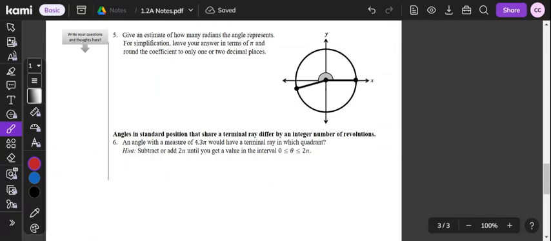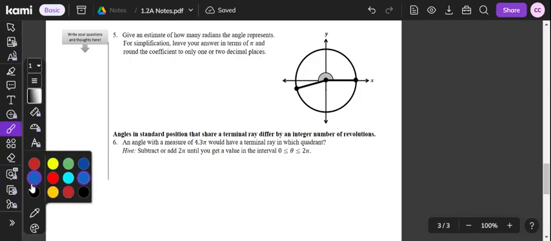All right, question 5 on the second page. It says, give an estimate of how many radians this angle represents. For simplification, leave your answer in terms of pi. So that means leave pi in the answer, don't multiply it in. And it says round the coefficient to only 1 or 2 decimal places.